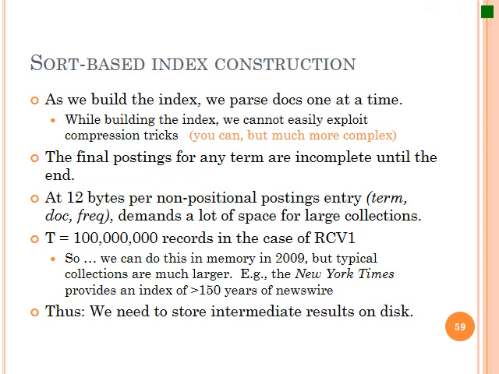If you have large document collections and a large number of terms, it takes up a lot of space. In the case of the RCV1 document set, we have in total 100 million postings. If you want to store this in memory, this is okay in 2009. But the real collection will be much larger. So therefore, we have to resort to not only storing things in memory, but also storing part of the index on disk.